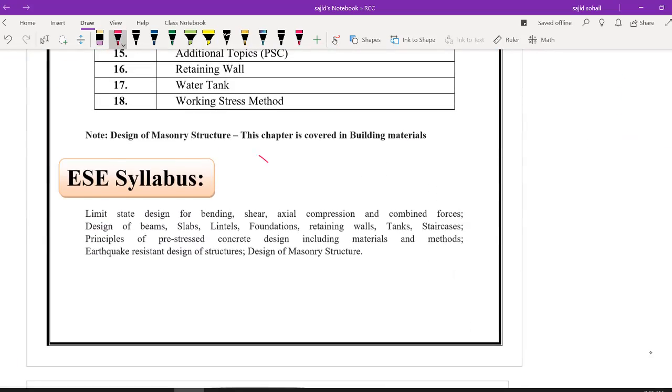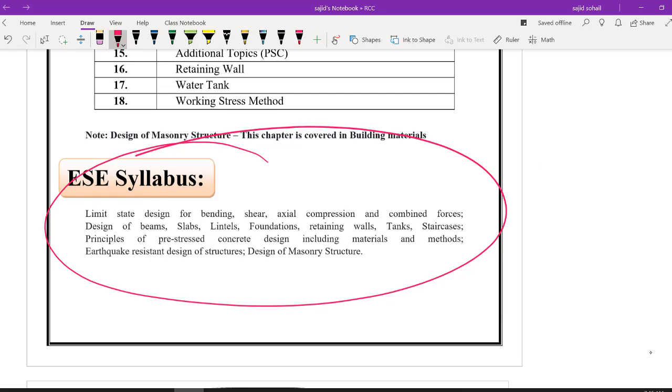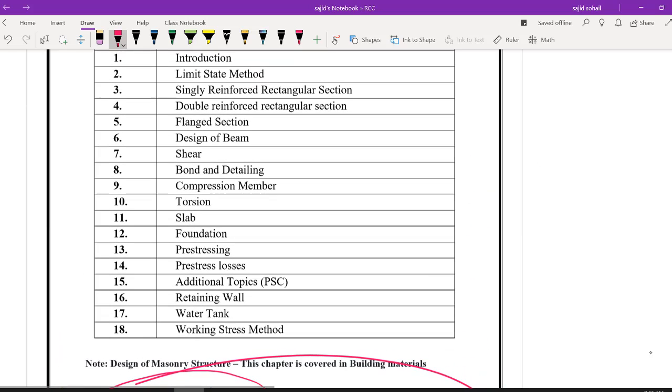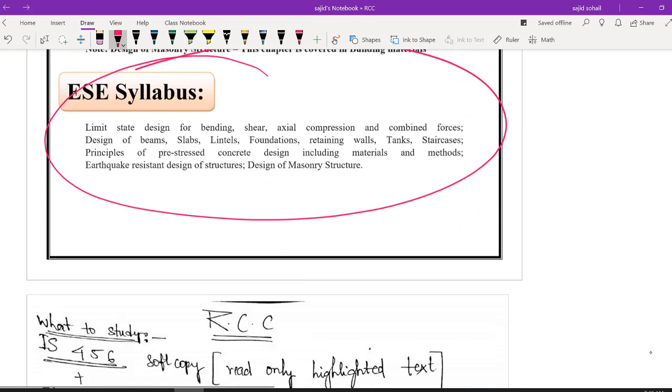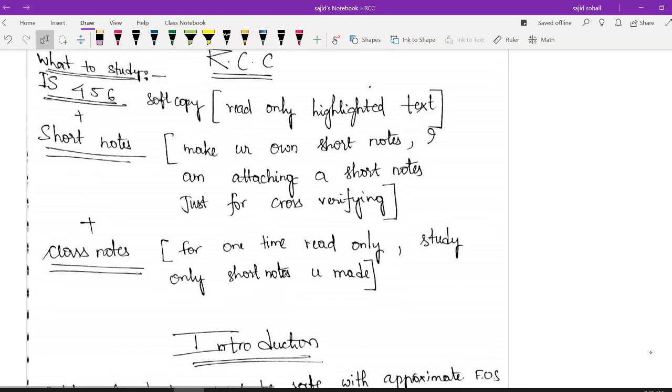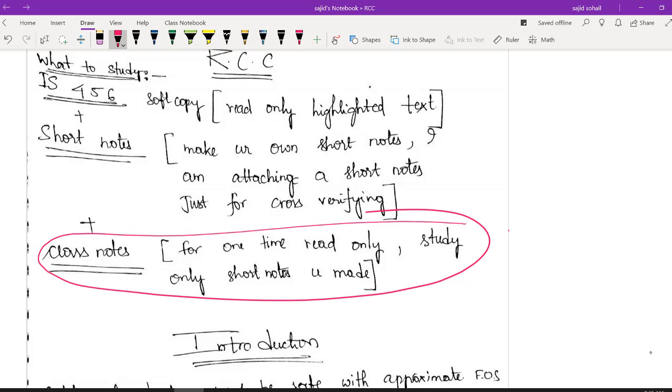So you can take the screenshot of ESC syllabus if you want, and there are 18 big subjects. No need to worry, हम हर सब्जेक्ट क्लियर से पढ़ लेंगे and with confidence you will be able to answer all the questions. So what do you have to study for competitive exams? First of all, our class notes. There are 260 pages if I am not wrong. You have to study this only once, that too when I am teaching.